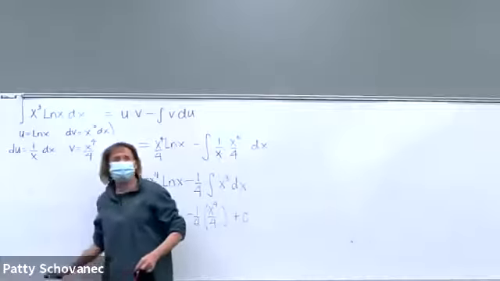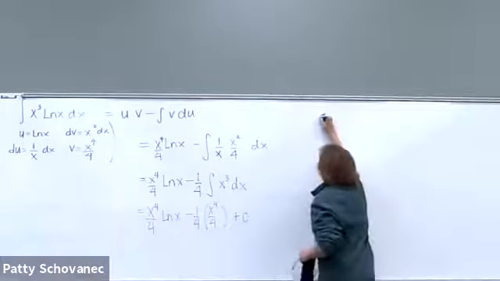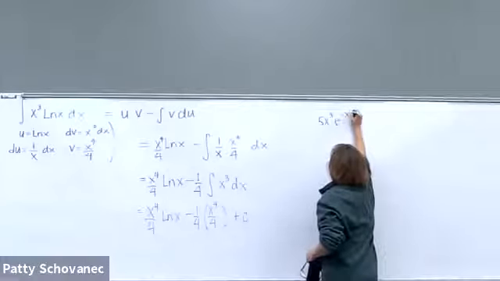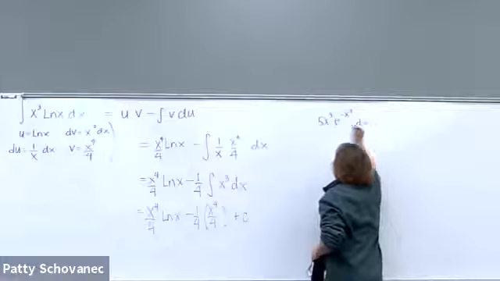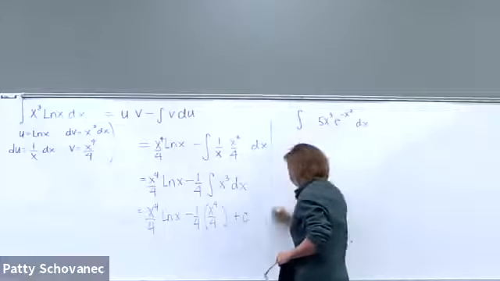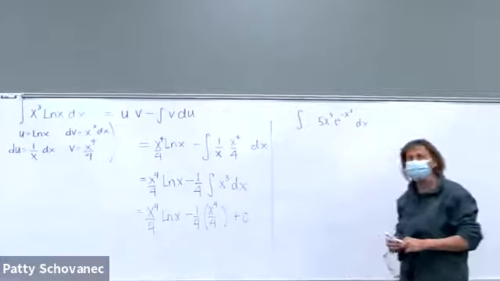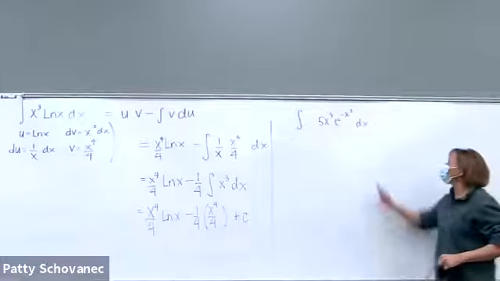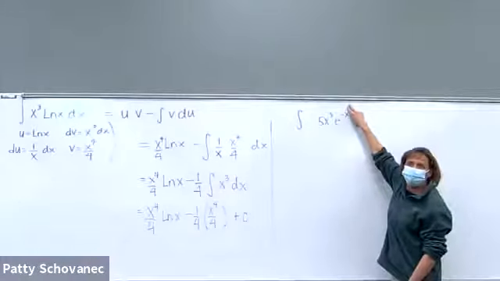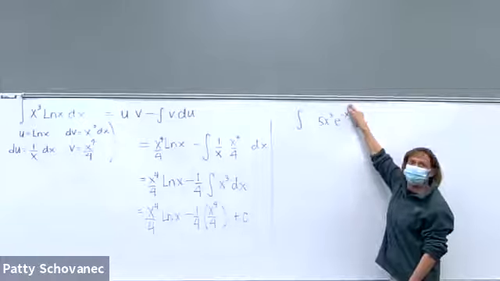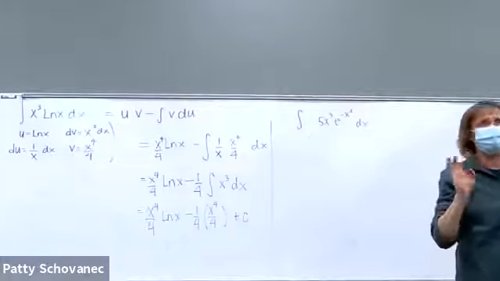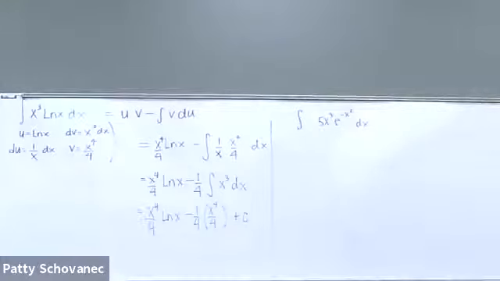The integral of 5x cubed times e to the negative x squared. Now, if this were just e to the negative x, then I would try integrating this in table form. But since it's an e to the negative x squared, I don't know how to integrate that.